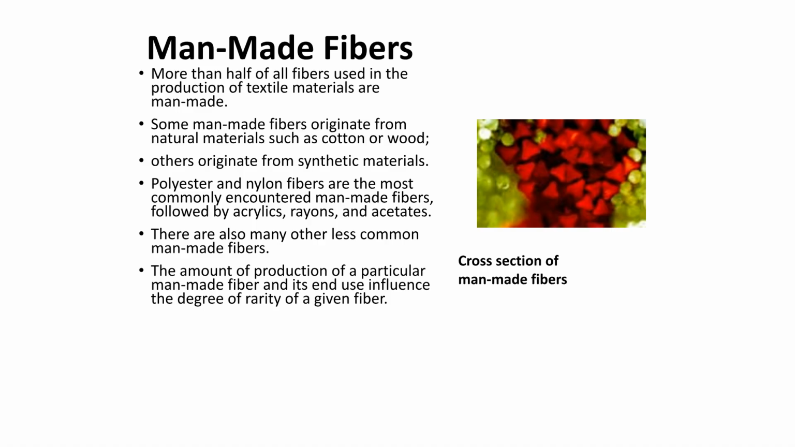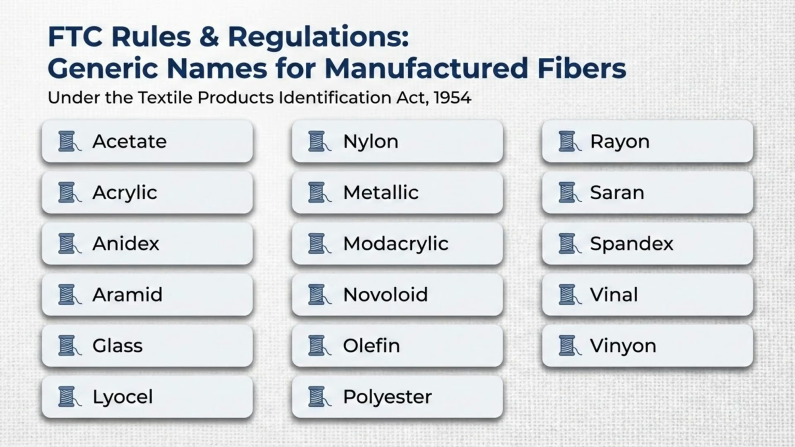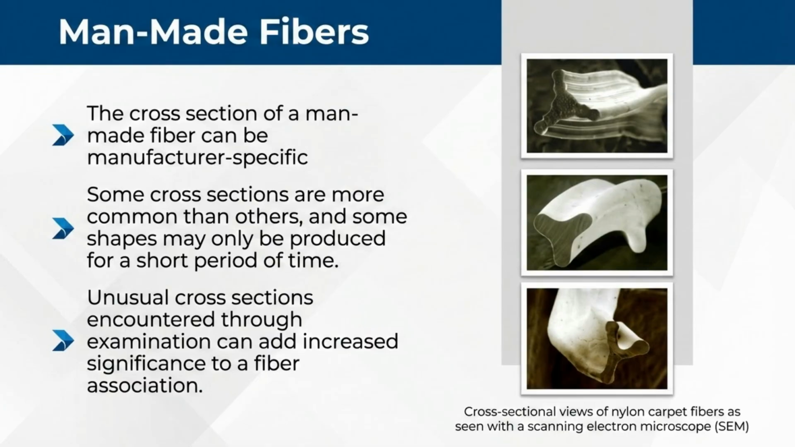Man-made fibers account for over half of all textile materials, originating from natural or synthetic sources. Polyester and nylon are the most common man-made fibers, followed by acrylics, rayons, and acetates. The production and use of a man-made fiber determine its rarity, impacting its value as forensic evidence.